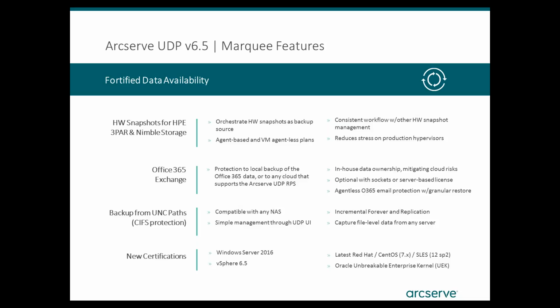So first of all, we're adding capabilities around hardware snapshots. As some of you may remember, we already supported NetApp with our 6.0 version, as well as Hyper-V for Nimble platforms. With this version, we're adding HP 3PAR and VMware on Nimble. So that means that you can leverage the storage subsystem, the storage array. You can leverage their snapshot capabilities. We integrate with those capabilities and essentially do the backup that way.